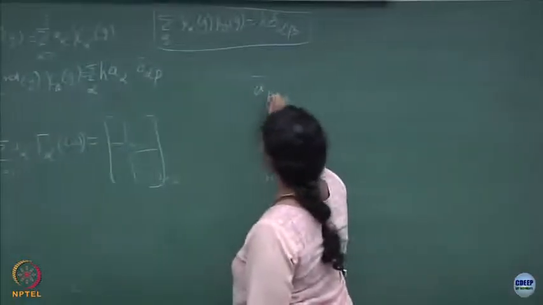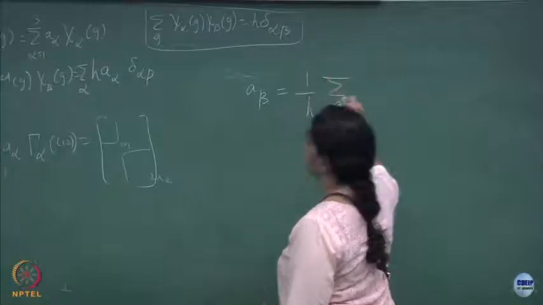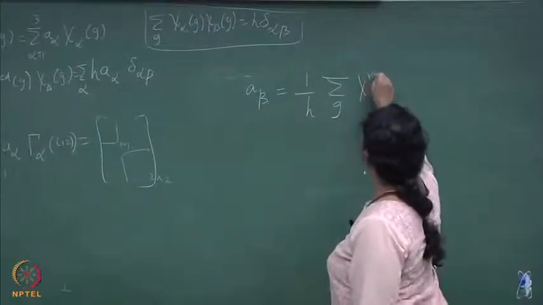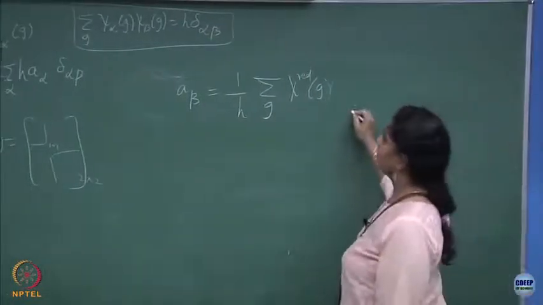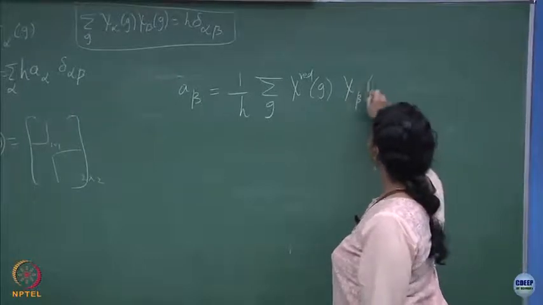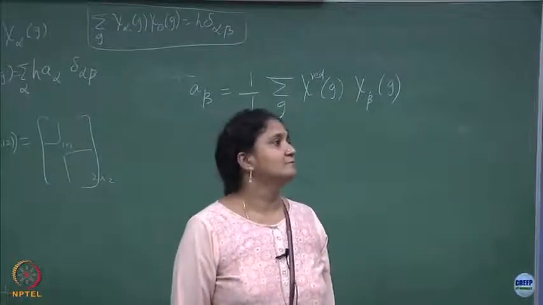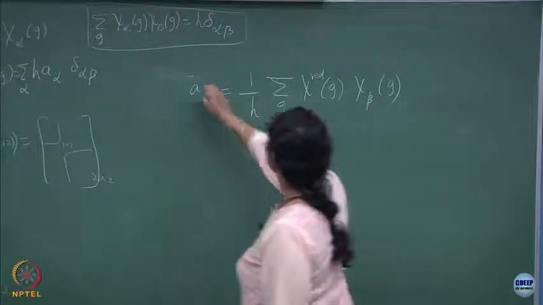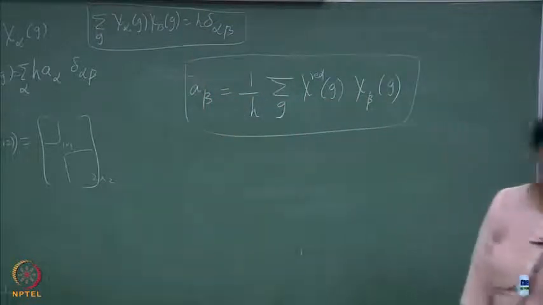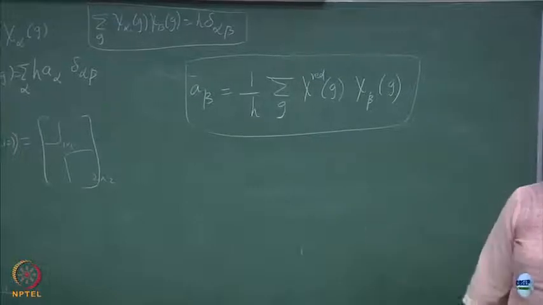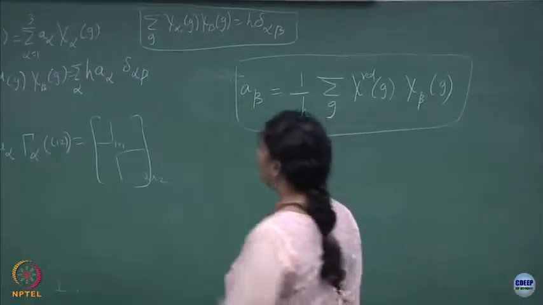so A beta will be 1 over H summation over G, character for the reducible representation multiplied with the irrep character, irrep beta character. So, this will determine for you the number of times. Can we do that?